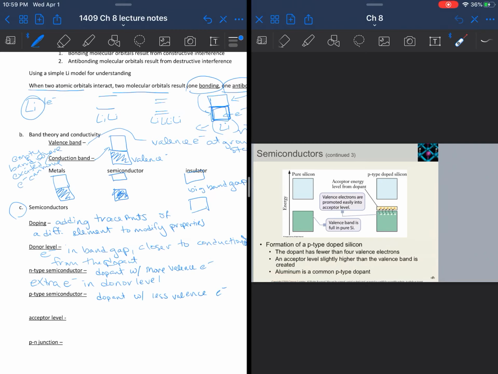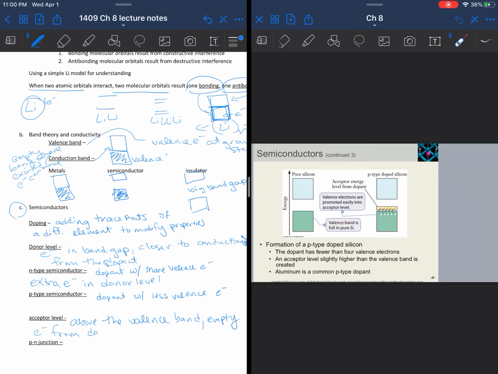It's still mostly silicon. There's a little trace amount of aluminum here. Aluminum has one fewer electron than silicon. And so there's going to be a little bit of space up at the top of that valence band that's empty, right? So that acceptor level is right above the valence band, and it's empty. It's empty, but it's very, very close in energy. So what we're doing is we're bridging the gap, right? It now takes less energy for electrons to get excited and move up into that empty acceptor level, right?